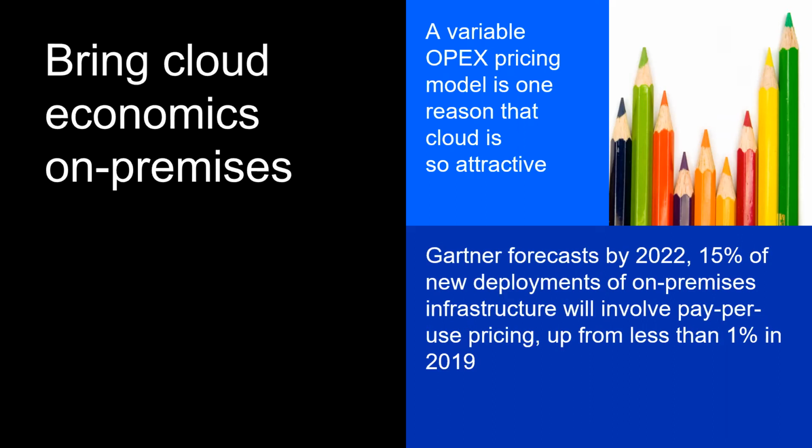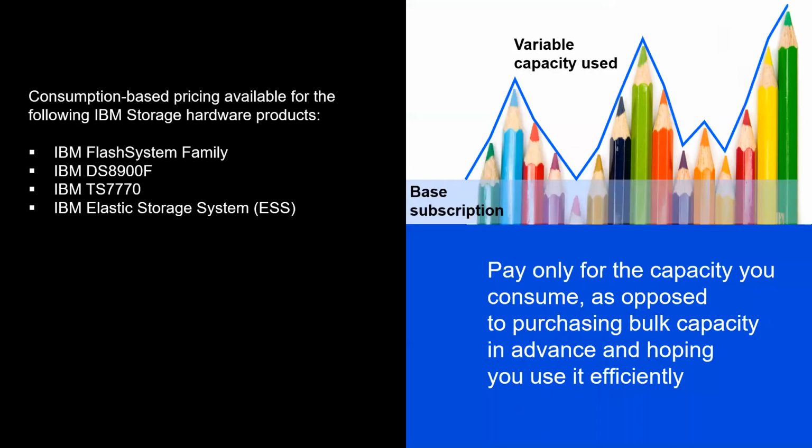So customers do want that per gigabyte per month consumption pricing, and no surprise, IBM is very astute. We're very well in tune to what the customers want, and we started a couple of years ago. We introduced our initial utility offering with just a couple of products, but today we have it across pretty much the entire hardware portfolio: the IBM FlashSystem family, from the 5000s all the way to the 9200s, the DS8900 family of products, the TS7700 virtual tape library, and IBM Elastic Storage System. Jose is going to talk about the software component, but this is just the hardware side. We introduced that a couple years ago, and we continue to tweak and refine the utility offering.